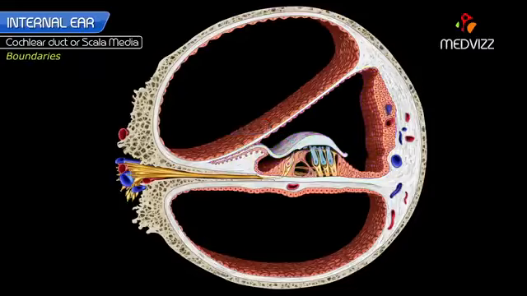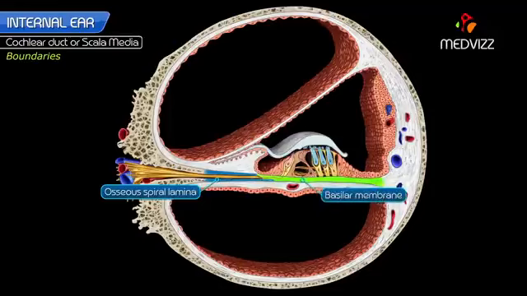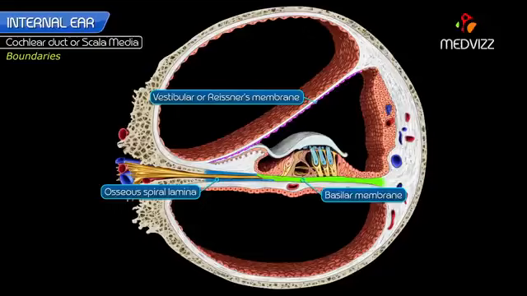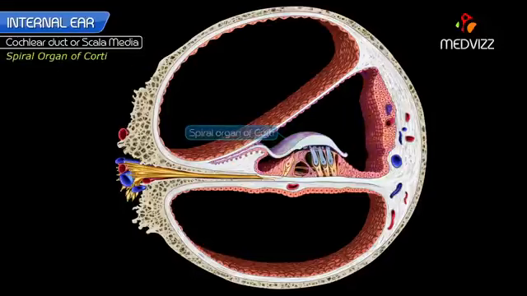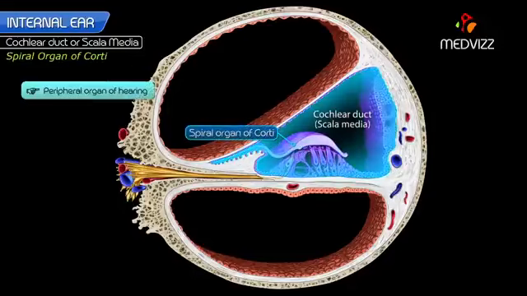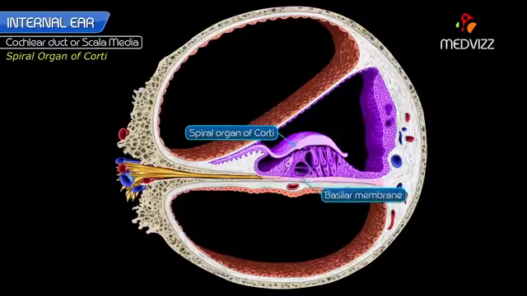Boundaries. The base is formed by the osseous spiral lamina medially and the basilar membrane laterally. The roof is formed by the vestibular or Reissner's membrane, which passes from the upper surface of the spiral lamina to the wall of the cochlea. Laterally, the duct is bounded by the outer wall of the cochlear canal. Spiral organ of Corti. It is a peripheral organ of hearing and is located in the cochlear duct. It is situated on the basilar membrane. The important parts of the organ of Corti are as follows.